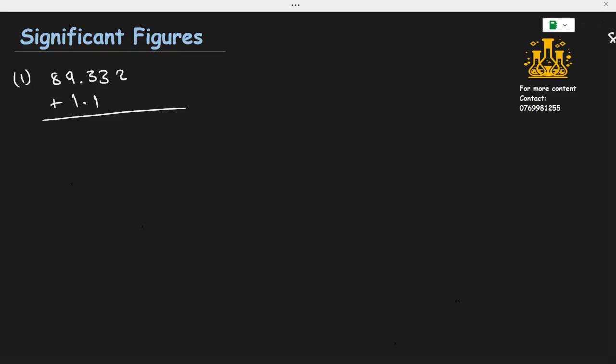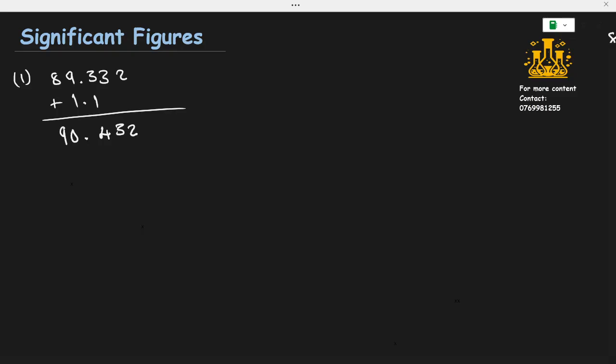And when you perform the addition, you find that what you get is 90.432. Now, how can you write the final answer, since these have different numbers of significant figures? So for addition and subtraction, how to round off the answer?